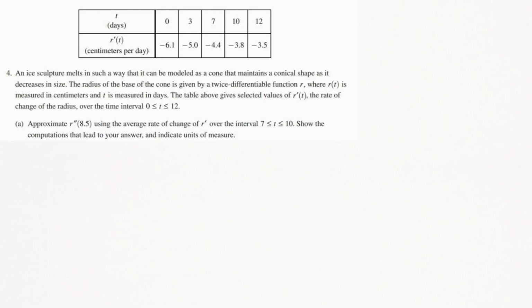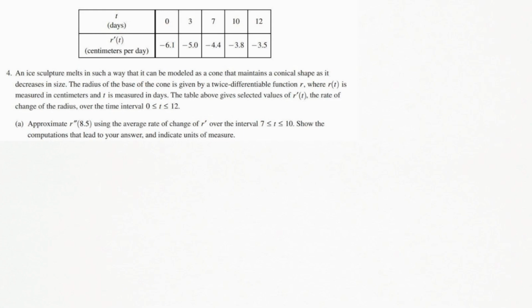Hey guys, in this video, we're going to look at the 2022 AP Calculus AB and BC exam, free response question number 4. Question number 4 reads, an ice sculpture melts in such a way that it can be modeled as a cone that maintains its conical shape as it decreases in size.